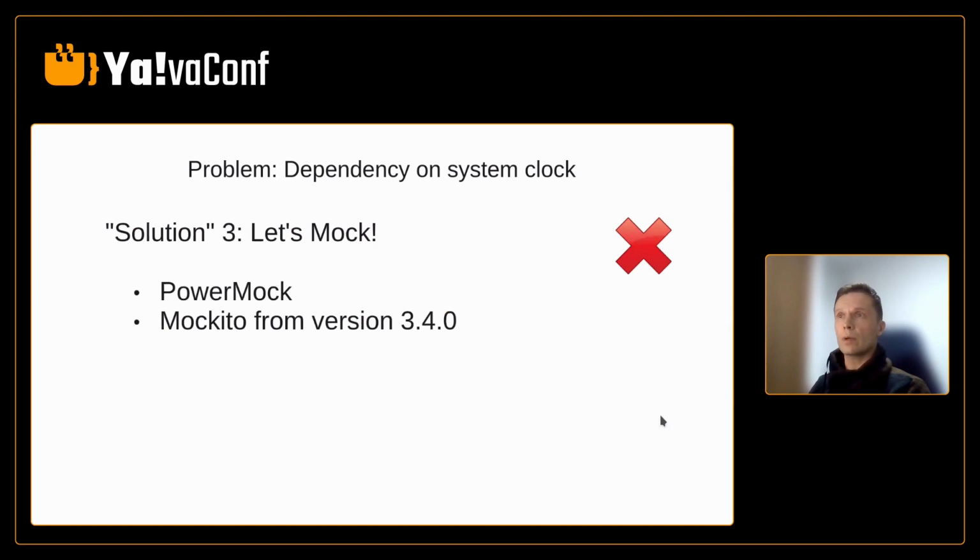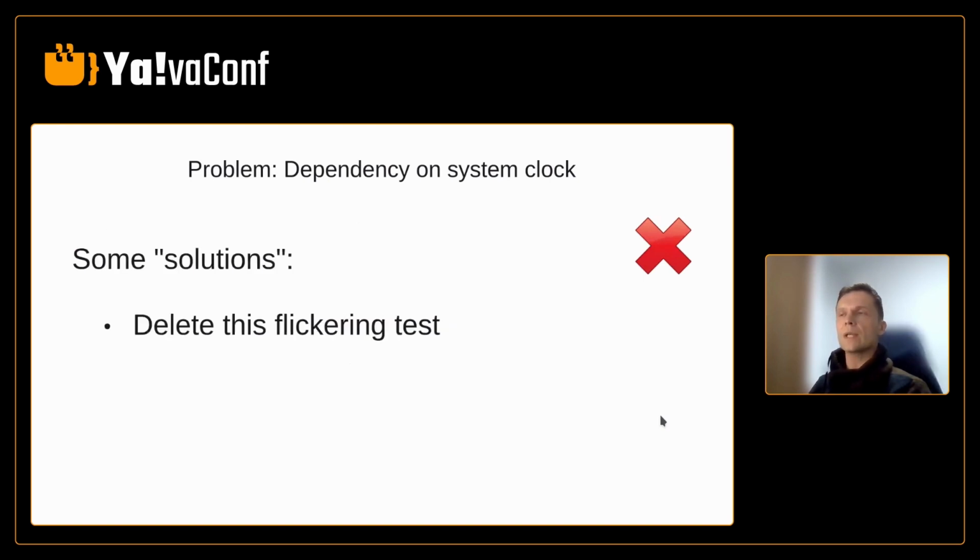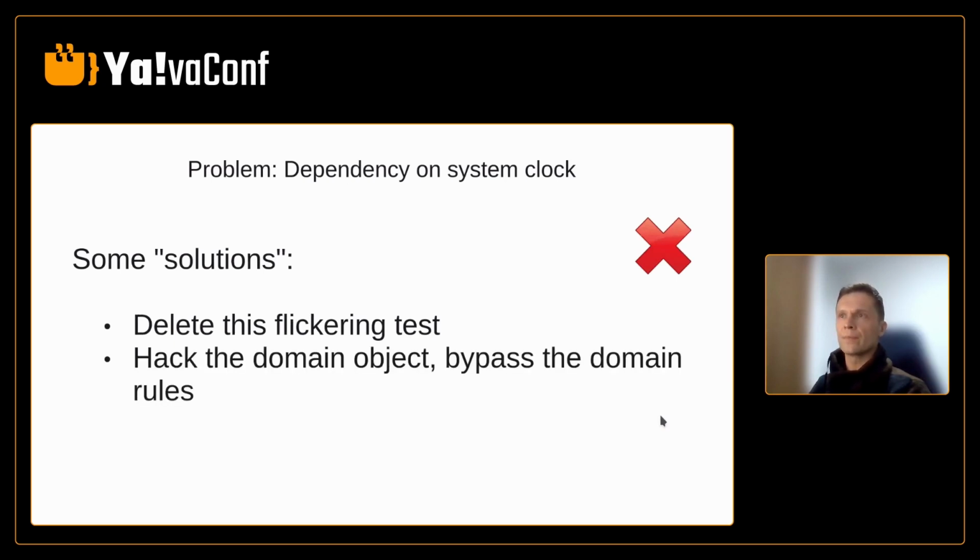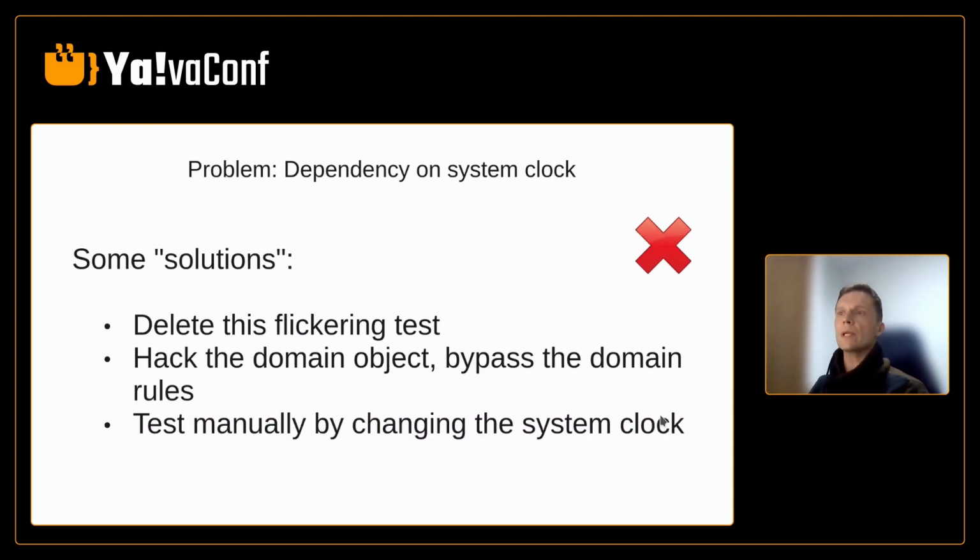Obviously we can use PowerMock, or we can use Mockito from version 3.4.0. There is a way to mock final and static invocations, and you can control things in an ugly way. However, if you take a look at the documentation of those, they say that this most probably means that your code sucks in production. They obviously say it in a little bit nicer way. Another solution we usually have: oh hey, we have some tests that sometimes fail, sometimes not. Let's delete this flickering test. We can also hack our domain objects, as I mentioned.